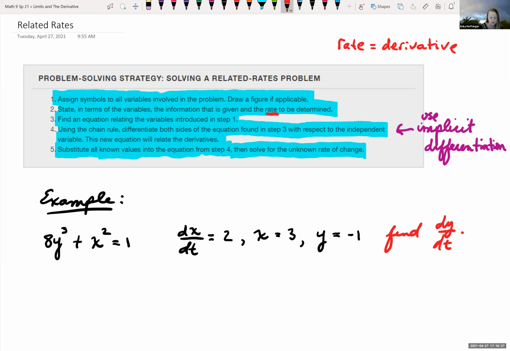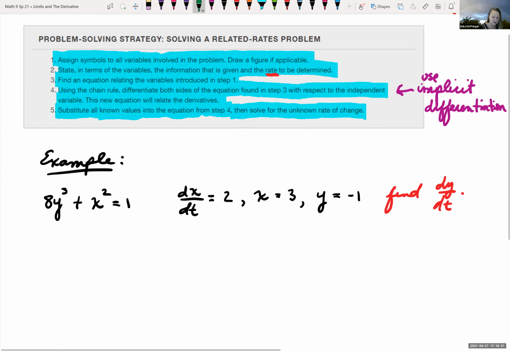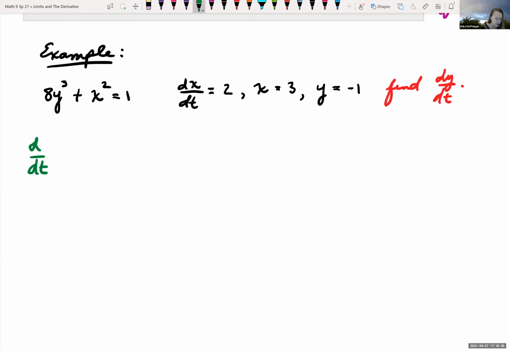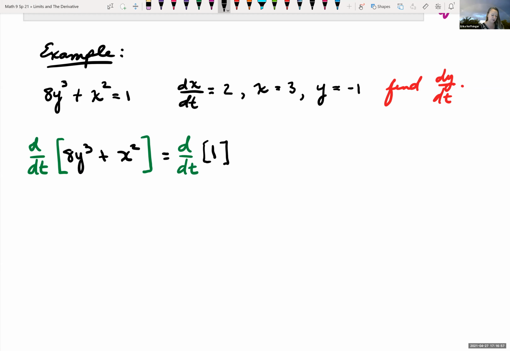We're just going to differentiate both sides of the equation. And remember how we would denote that? We're looking at d/dt. This is before we took the derivative of the left-hand side. 8y cubed plus x squared is equal to d/dt, the derivative with respect to t, of 1. So when we take the derivative of 8y cubed, that's going to give us back 24y squared dy/dt. Plus, taking the derivative of x squared, we get 2x, but this is dx/dt. Is equal to, and the derivative of a constant is 0.